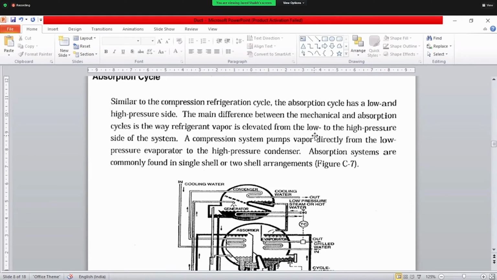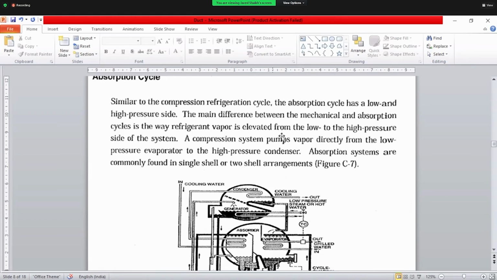So there it is a mechanical operation. All the compressors that work are mechanical, because in some there is a gear, in some there is a piston, in some there is an impeller. So it is mechanically operated, but the absorption cycle is a different thing. It works on the properties of the fluid. Here we are working on the properties of the fluids.